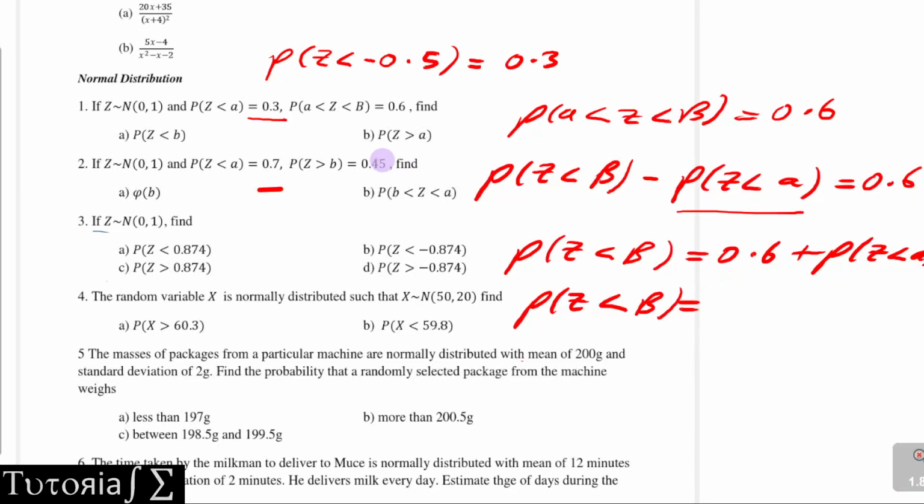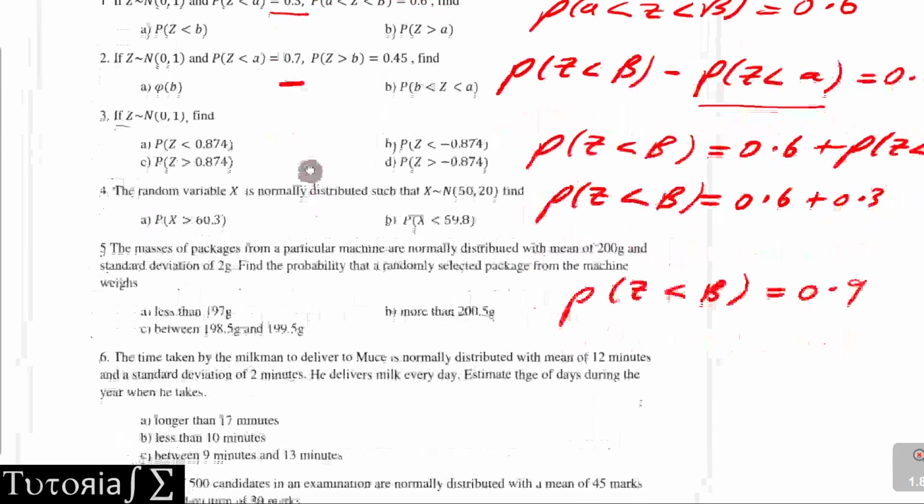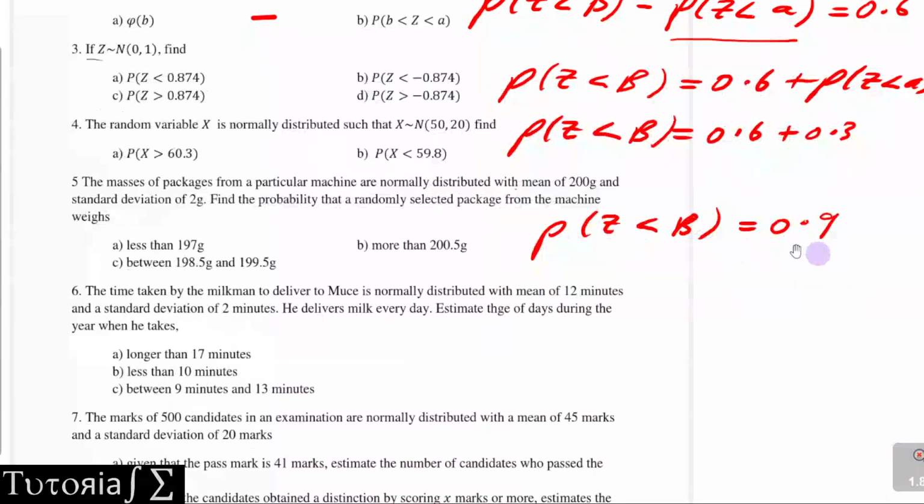So basically we're looking for A and B. This would be 0.6 plus 0.3. So the probability of Z less than B is equal to 0.9.